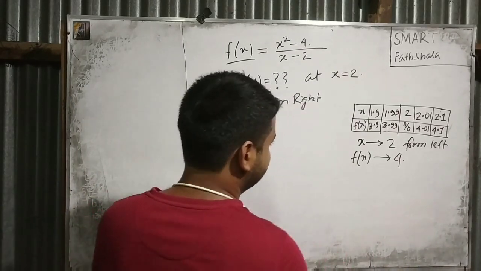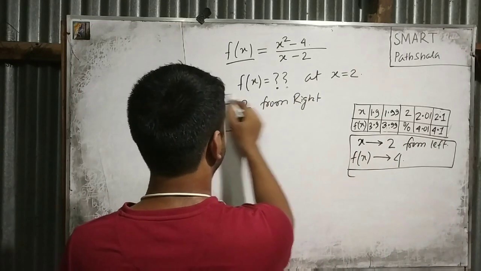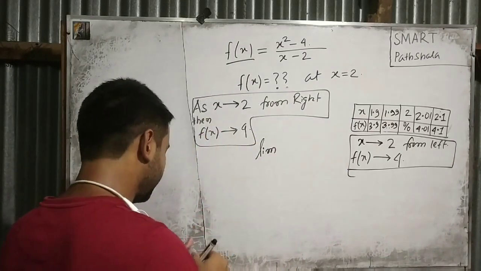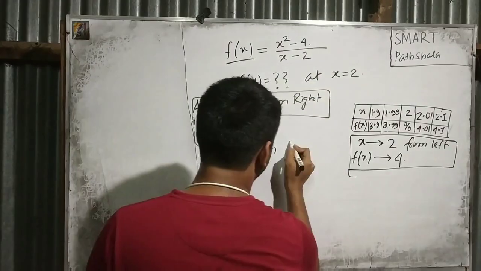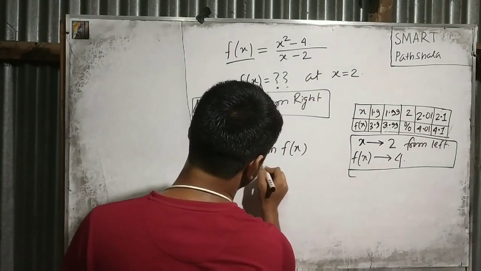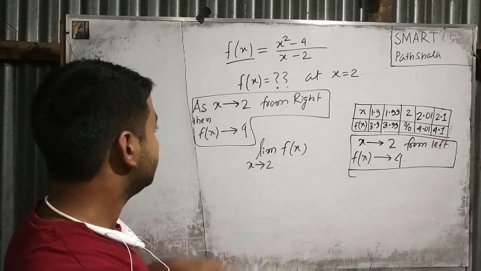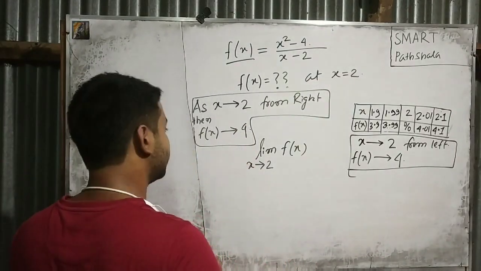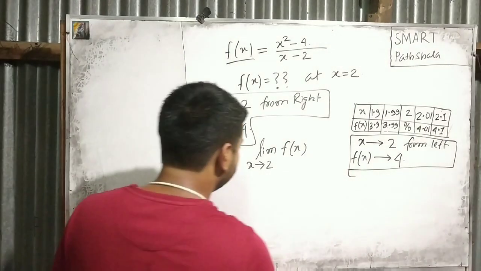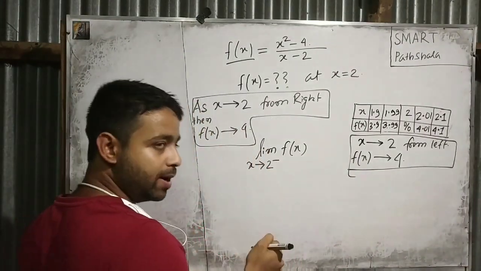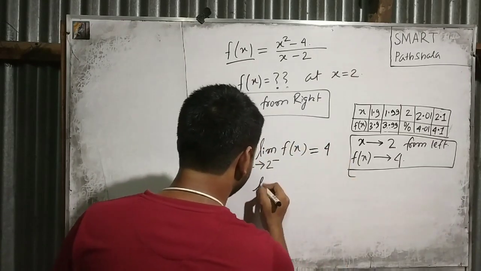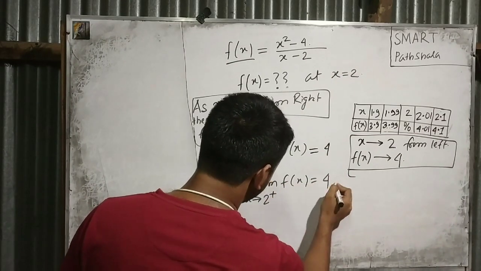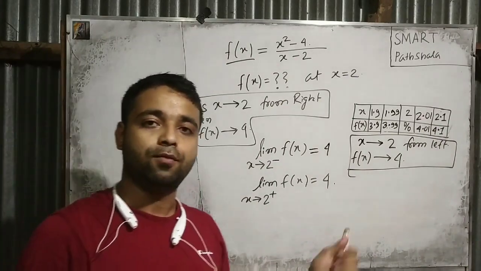To translate these two statements, we use a special symbol, lim, that is the limit. We read it as the limiting value of f of x when x tends towards 2. From where, left hand side or right hand side? To denote this, if x is tending towards 2 from the left hand side, we denote it by x tends to 2 minus, which gives us 4. Similarly, the limit as x tends to 2 plus is equal to 4. So this is the limiting value of f of x.